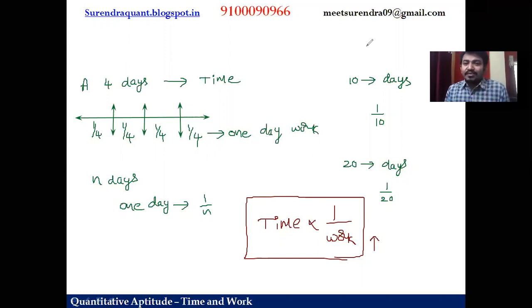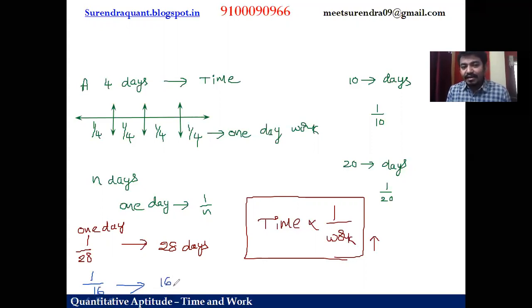After knowing this basic concept, let me take a reverse argument for this. If a person's 1 day work is 1/28, then what is the number of days? You need to reverse this again. So the number of days is 28 days. Similarly, if a person's 1 day work is 1/16, then how many days does it take to finish the work? It takes 16 days to finish the work.